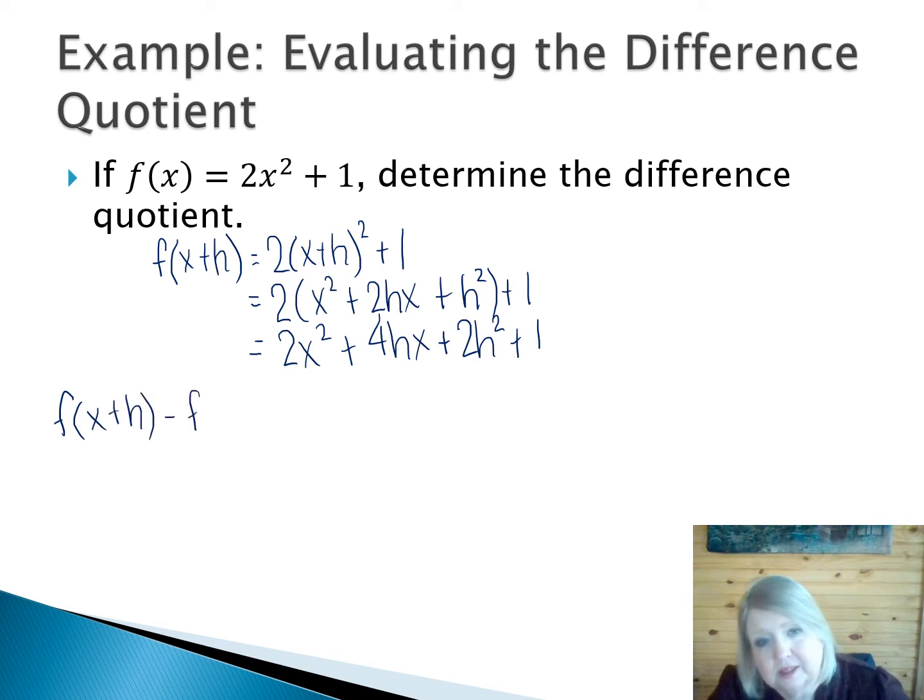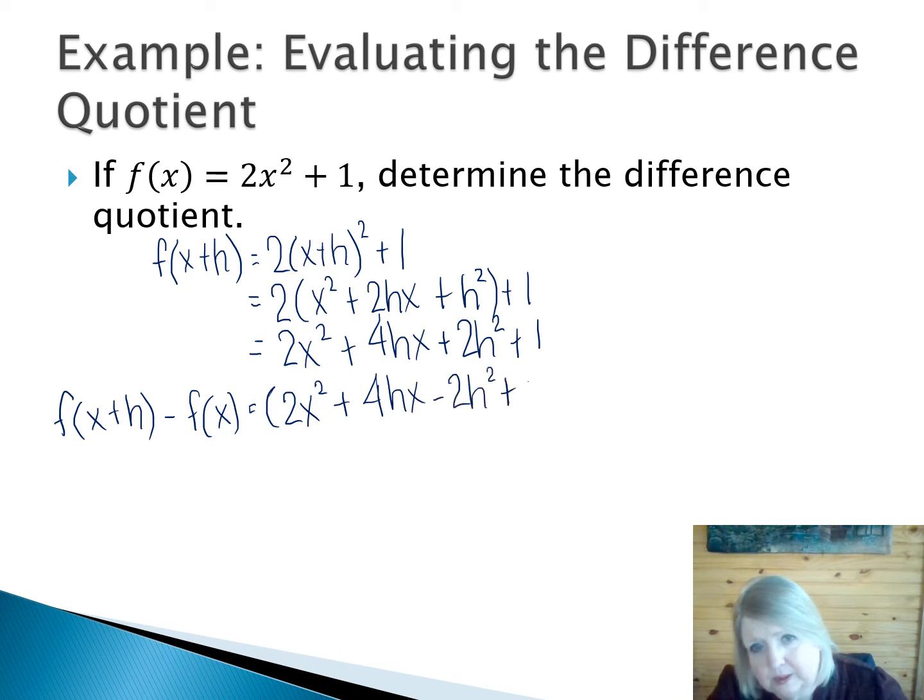Minus f of x. Let's finish off that numerator. So here's my f of x plus h. 2x squared plus 4hx plus 2h squared plus 1, minus f of x, which was 2x squared plus 1.